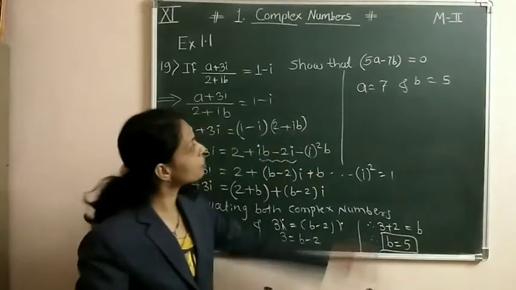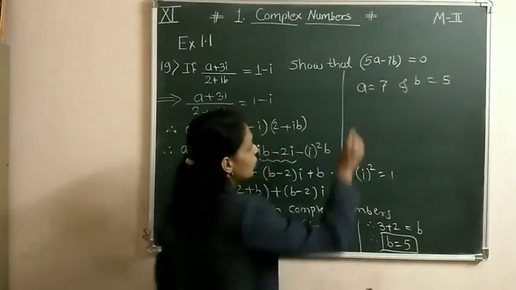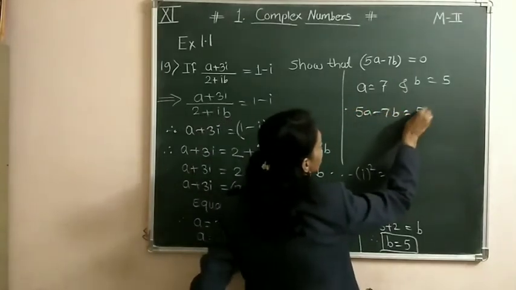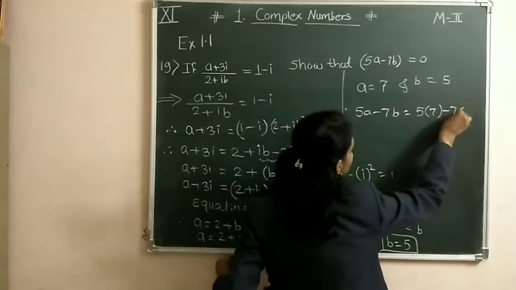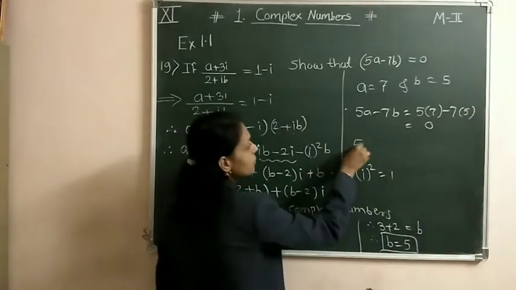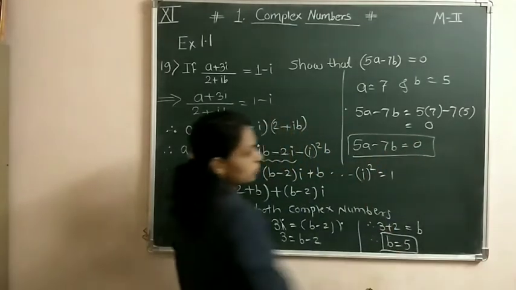But what do we want to prove? Show that 5a - 7b is equal to 0. Therefore, 5a - 7b is equal to 5 into 7 - 7 into 5, which is equal to 0. Hence, we can prove 5a - 7b is equal to 0.